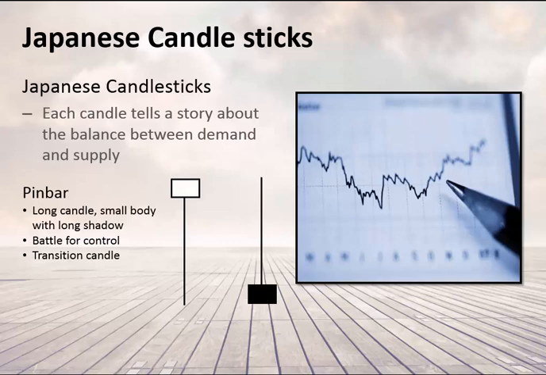The first pin bar on the left opened and experienced a good deal of supply in the market, so that was actually forcing the price lower. How do I know that?